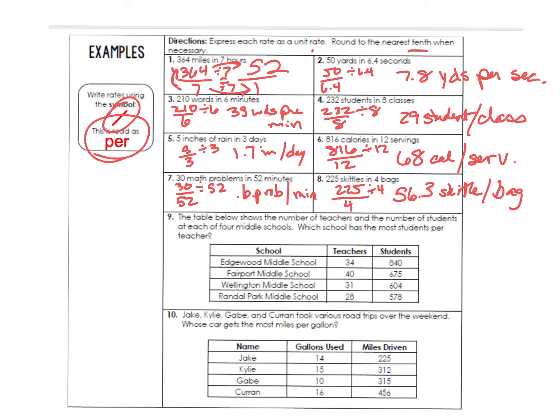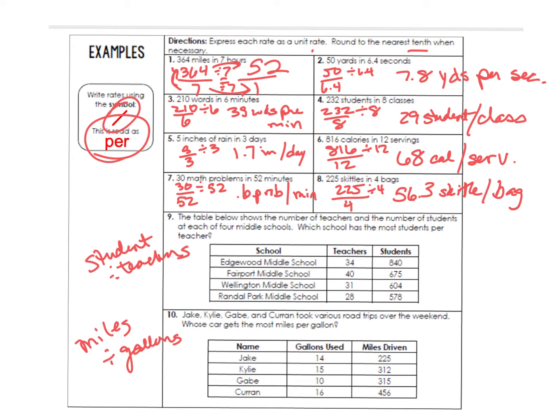So I want you to do 9 and 10. Number 9 says the table below shows the number of teachers and the number of students in each of the 4 middle schools. Which school has the most students per teacher? So you're going to take your students and divide by the teachers, and then tell me which school has the most. Number 10, they are going on various road trips over the weekend. Whose car gets the most miles per gallon? So I want you to do miles divided by the gallons and tell me who gets the most miles per gallon. Pause the video and then come back and see how we did.